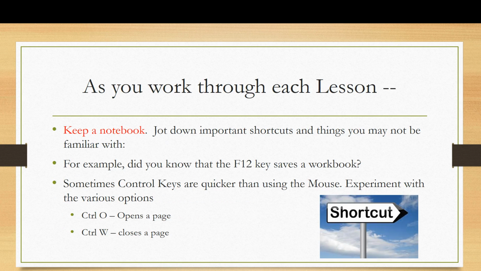As you work through each of these lessons, I would strongly encourage you to keep a notebook for the class nearby. You may want to consider jotting down important shortcuts or things that you've learned that you may not be familiar with. For example, did you know that the F12 key can be used to save a workbook? As you work through the lessons, you'll find out that there's many different ways to do many different things in Excel. And sometimes the control keys provide quicker shortcuts than using the mouse. So don't be afraid to experiment around with the various options. For example, Control O will open a page, and Control W will close a page. So these are some of the things that I suggest that you jot down in a notebook as you're working through the lessons.